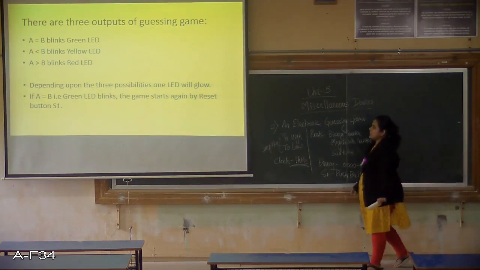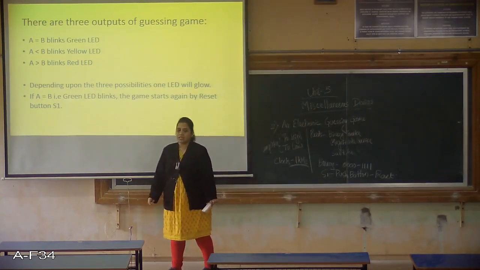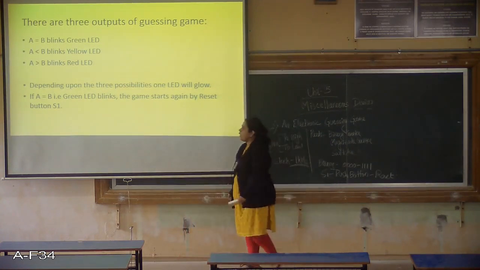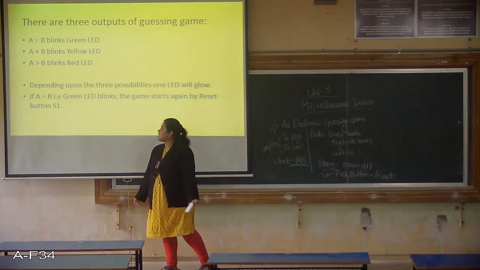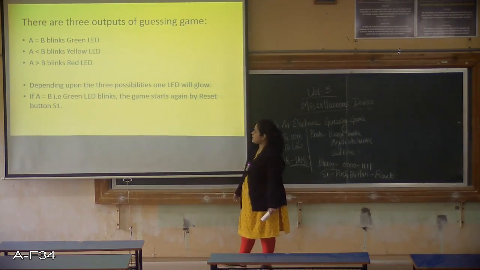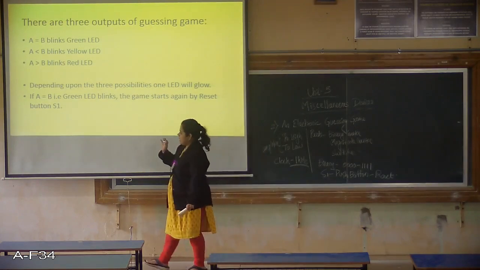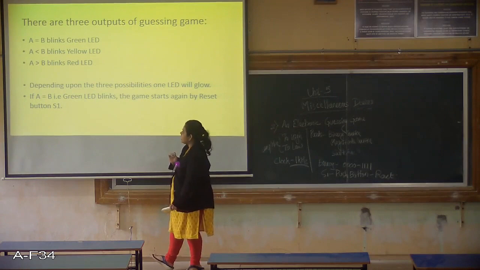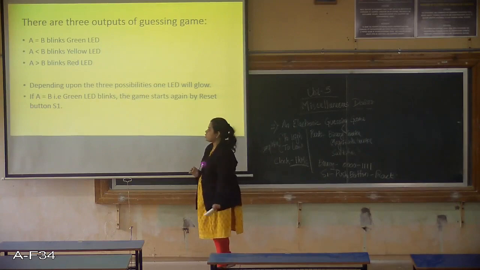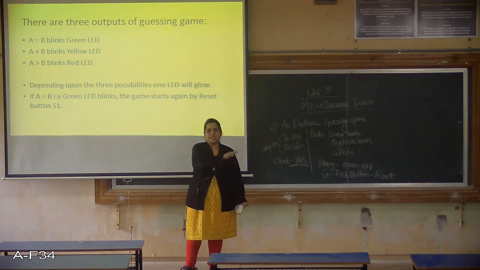Okay. So basically, there are three outputs of the guessing game. A is equal to B, then the green LED will blink. If A is less than B, then the yellow LED will blink. And if A is greater than B, then the red LED will blink. Depending upon the three possibilities, one of the LEDs will glow. Correct? When A is equal to B, that is when the green LED will blink, the game starts again by resetting the S1 button. Correct? Because at that time, output is considered as null.